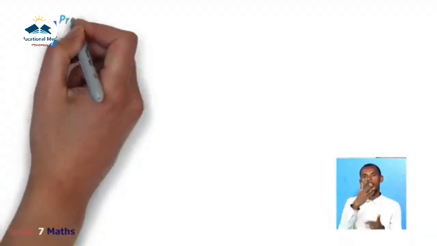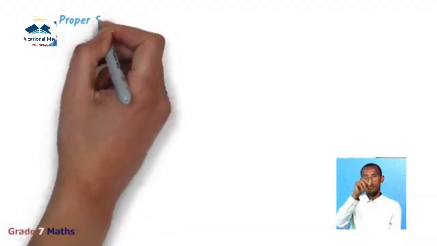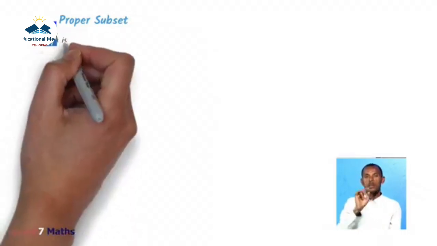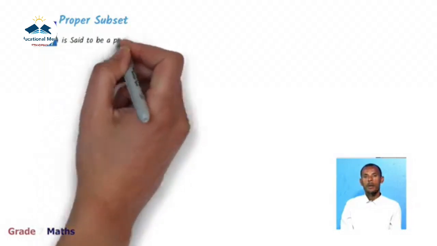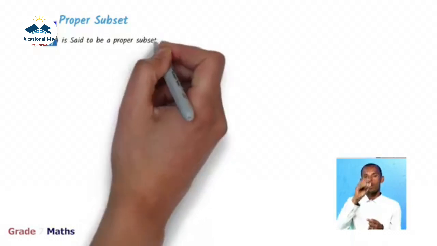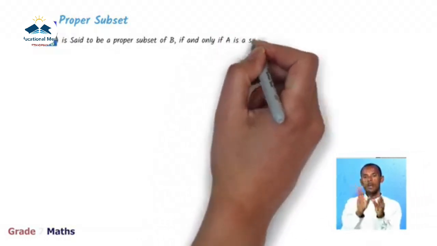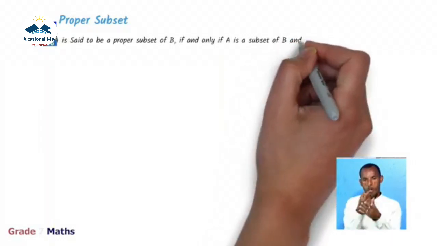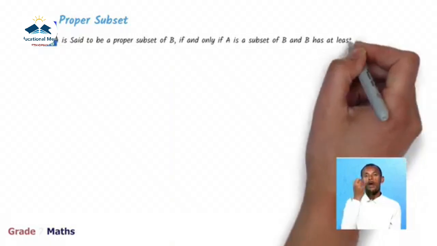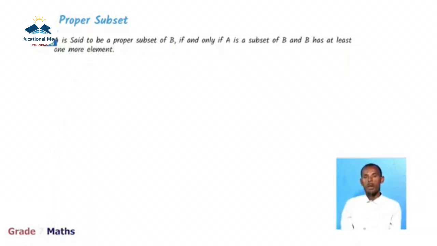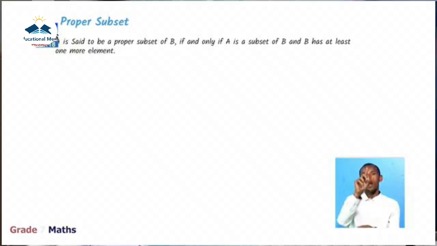Proper subset. A is said to be a proper subset of B if and only if A is a subset of B and B has at least one more element. I'll explain this definition through an example.